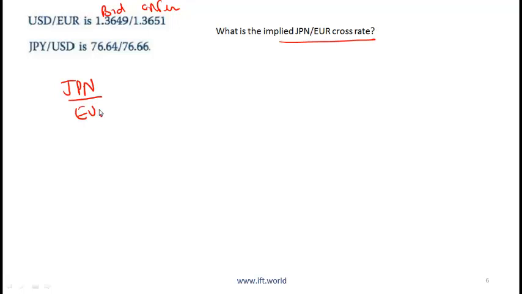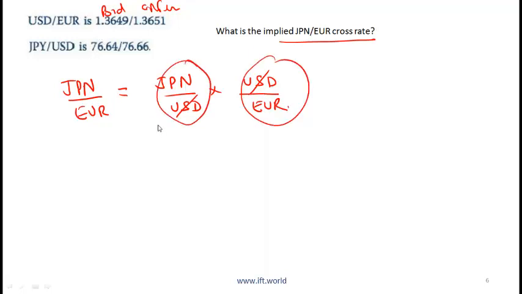The Japanese yen to euro cross rate is equal to the Japanese yen to USD multiplied by USD to euro. Now, if you recall from your very basic algebra, when you multiply these two expressions, the USD and USD cancel out. So effectively, you are left with Japanese yen divided by euro, which is what we were looking for anyway. The implied Japanese yen euro cross rate is simply the product of these two exchange rates. But we have to find both the bid and the ask.